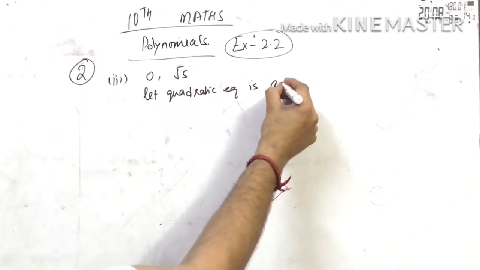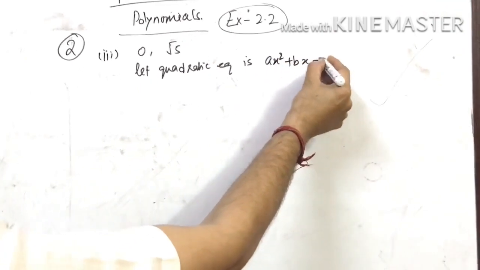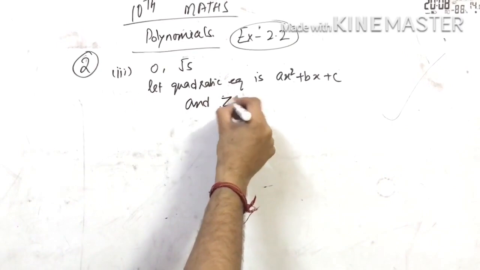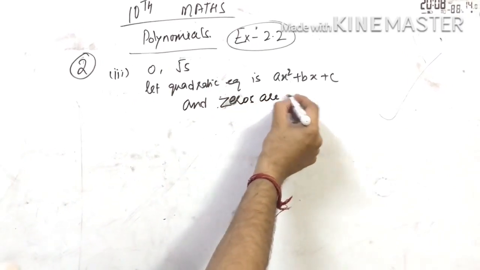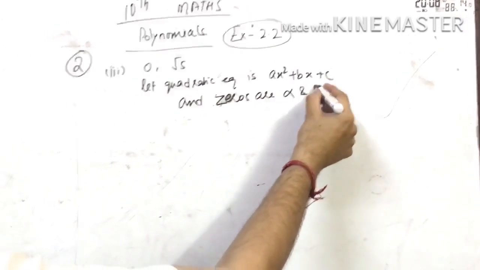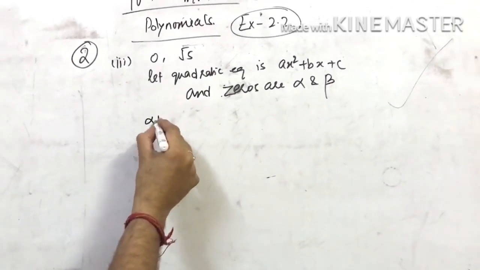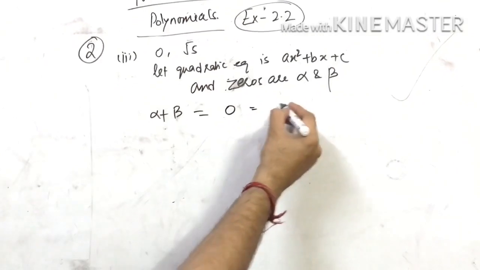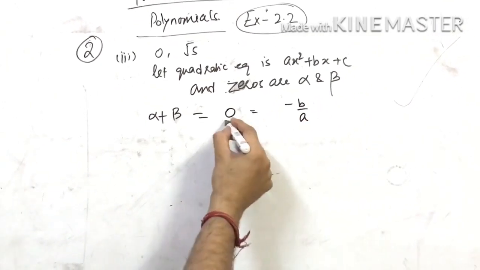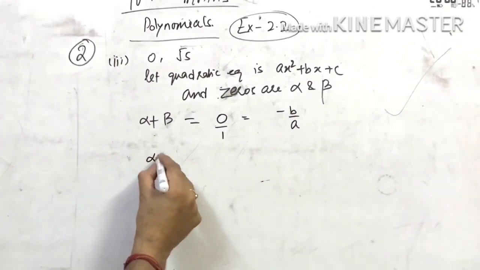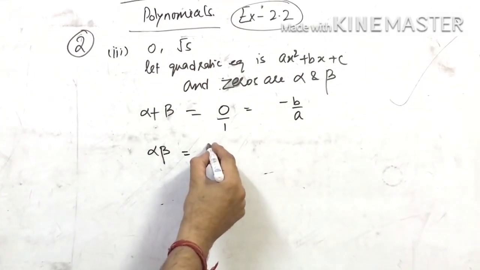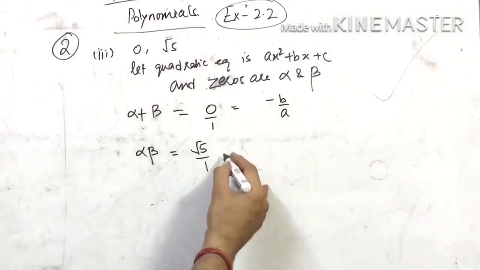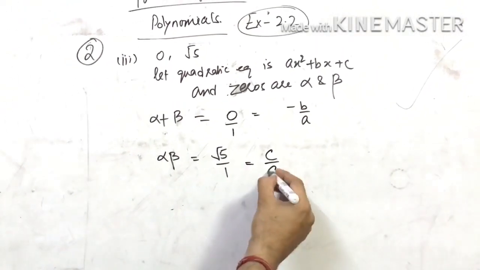and the roots, the zeros, are alpha and beta. So as per the question, the sum of roots is 0, that is equal to minus b by a. You can write it as 0 by 1. The product of roots is given as root 5, let it be root 5 by 1. So the product of roots is always c by a.